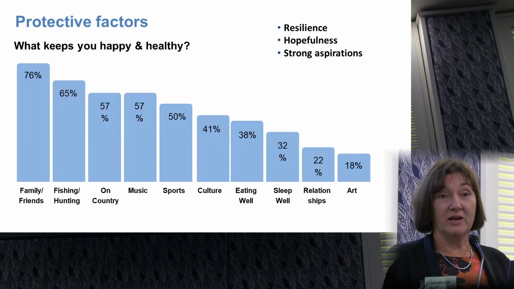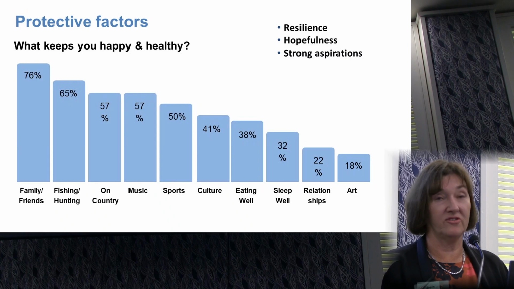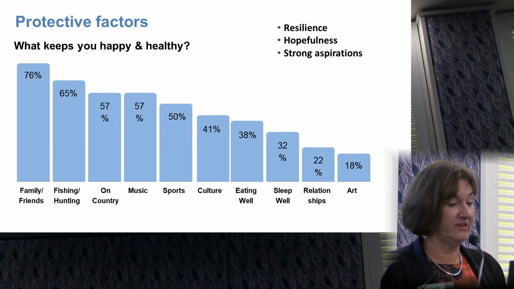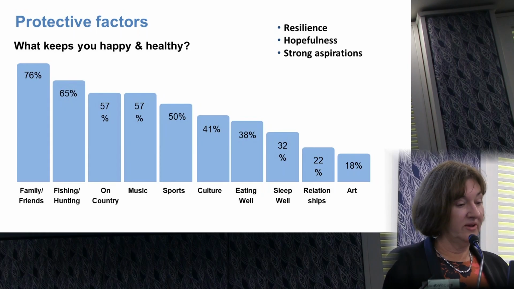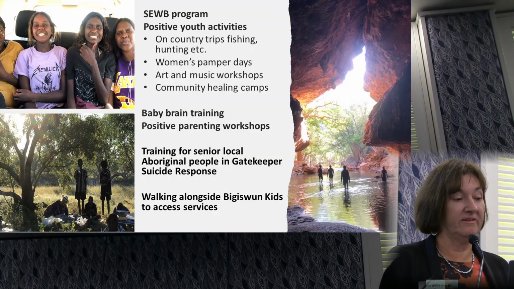But despite all of this, when we looked at their hopefulness, they were very hopeful. They were for a future. They were very resilient. They had strong aspirations. And the things that really keep them happy and healthy are family and friends, fishing and hunting, traditional activities, music and culture, art, peer relationships, when they sleep well, and being involved in sport and cultural activities.